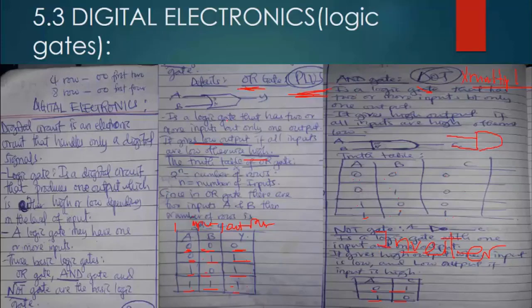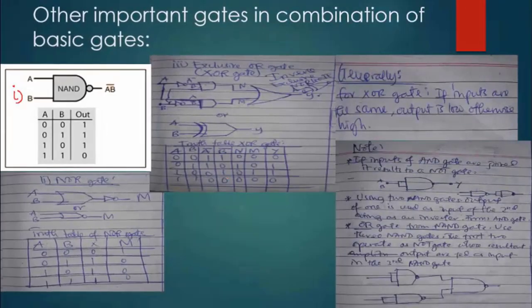Sasa hizi gates ni basic. Zinaweza zikatumika in combination. Unaweza ukachanganya OR gate na NOT gate au AND gate na NOT gate au OR gate na AND gate, unapata gate tofauti tofauti kama ifuatavyo. So ukikombine, kwa mfano unaweza tukaform NAND gate. NAND gate ni combination, kama unavyoona ni combination. Hii ni AND gate na hii ni NOT gate, ndio maana inaitwa NAND gate, kwamba ni NOT na AND gate. Kwa hiyo you have AND gate here and you have a NOT gate. Hili duara linatumika ku represent NOT gate, sawa.